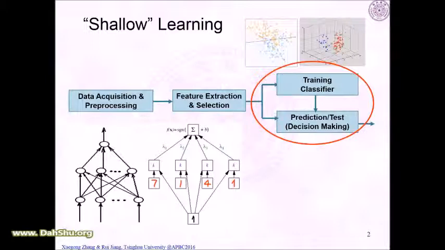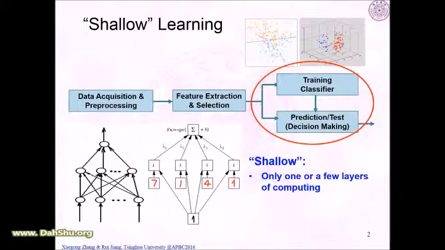Actually, they call some method, or all the methods we have talked about so far, shallow. They are shallow learning methods. So why do they call them shallow? I think there are two reasons. Calling them shallow does not mean that they are easy. They are really deep. They have really deep theory.